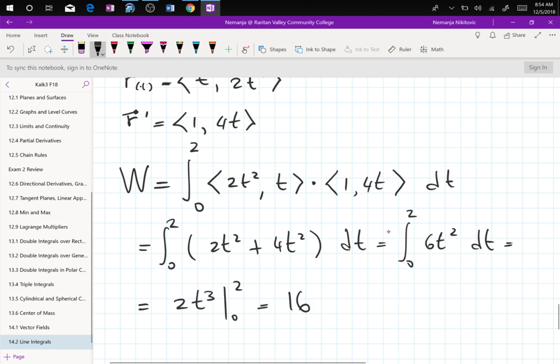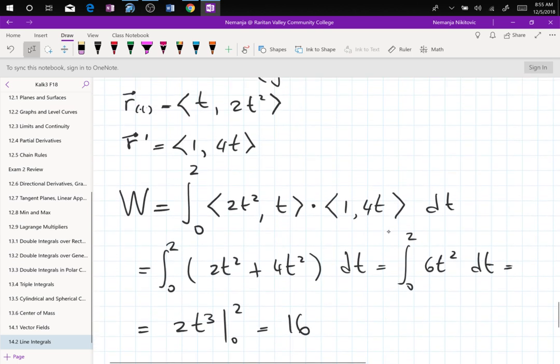Did they give us any units? No, they didn't give us any units, so whatever, newton meters or joules. Okay, joules or what else do we have? Feet, foot pound, whatever units you put.